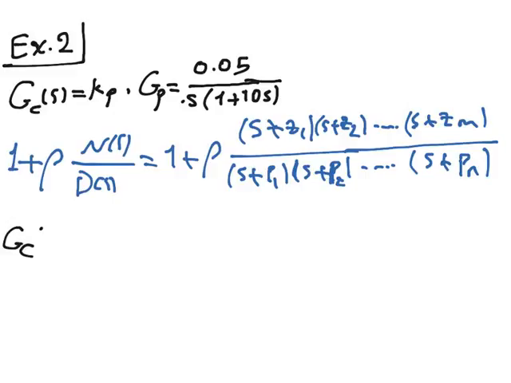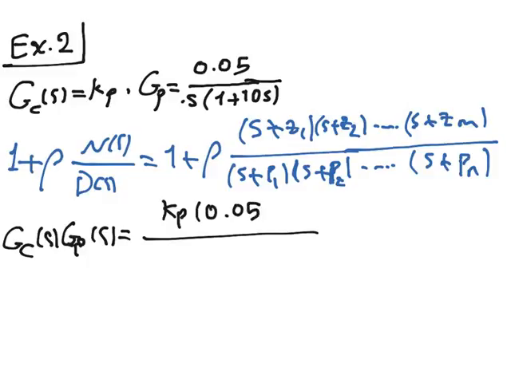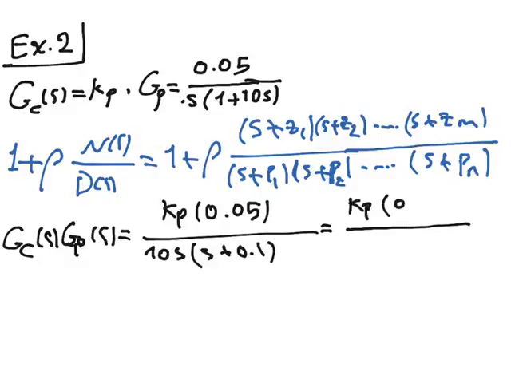GC times GP is equal to KP times 0.05 divided by, so instead of writing s times (1 plus 10s), I will write 10s times (s plus 0.1). And then we can write Kp times 0.005 divided by s times (s plus 0.1).